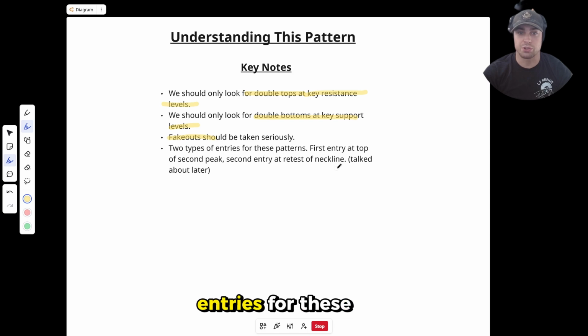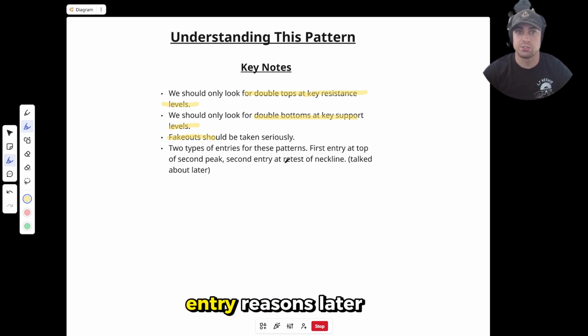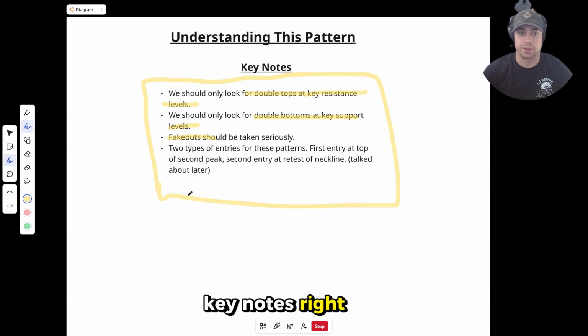Two types of entries for these patterns, okay? So the first entry is going to be at the top of the second peak or bottom of the second peak for a double bottom. And then the second entry is going to be a retest of the neckline. And we're going to talk about these entry reasons later. A big reason why people fail is because they don't follow these key notes right here. If you follow these, your win rate is going to increase drastically.